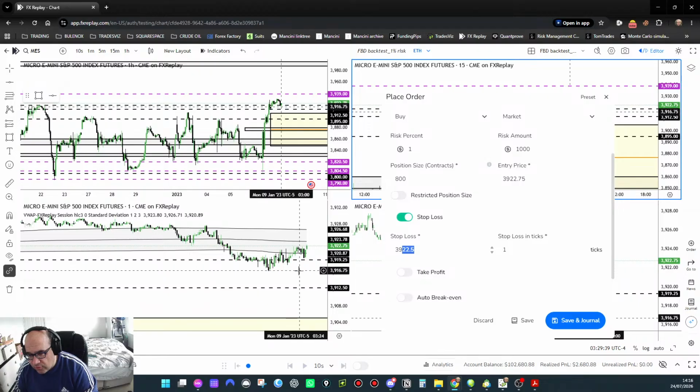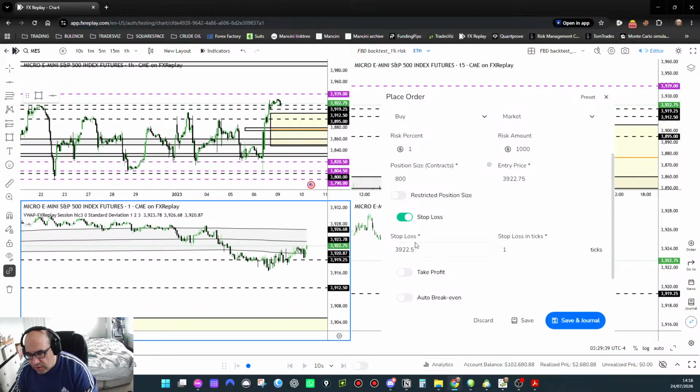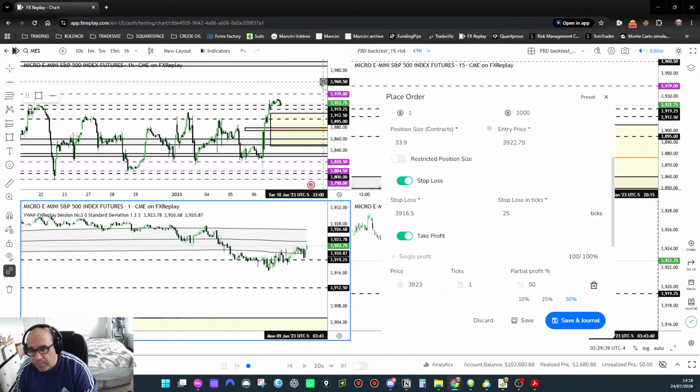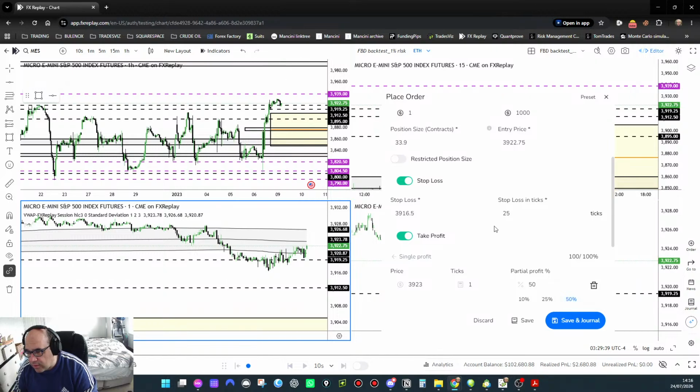Actually, I'm gonna try to see if we'll be taken out. I'm gonna place a tight stop loss, exact actually. 39.16 and a half, and take profits. So I'm gonna take profits here, right at the 39.88. I really doubt it's gonna go that far, but you never know.